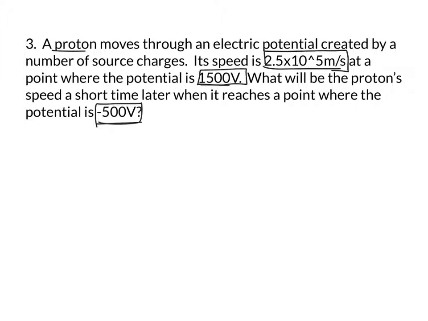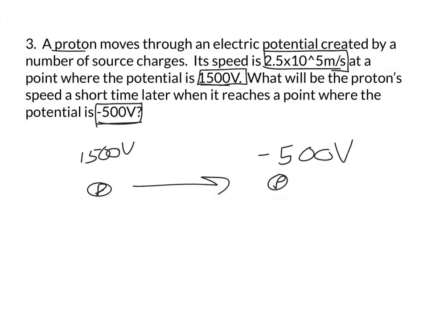So let's think about this. Here's the proton at 1500 volts. It travels over here, and it ends up at minus 500 volts. And it started with its speed was this at the 1500 volts. So I'm going to mark that here: 2.5 times 10 to the 5th meters per second. So it actually starts with both electric potential energy and kinetic energy.